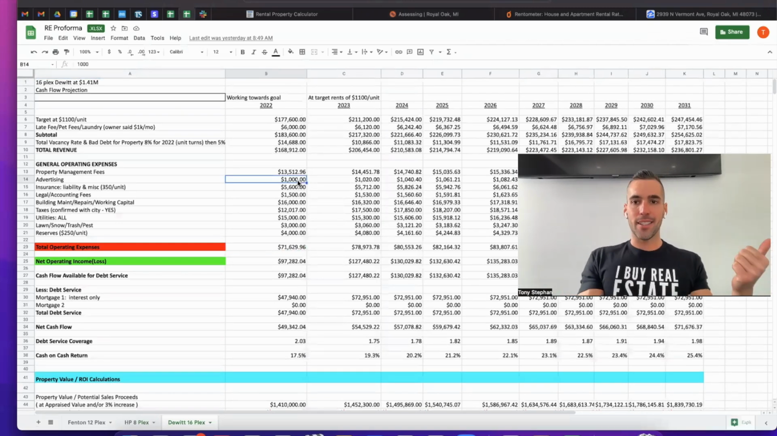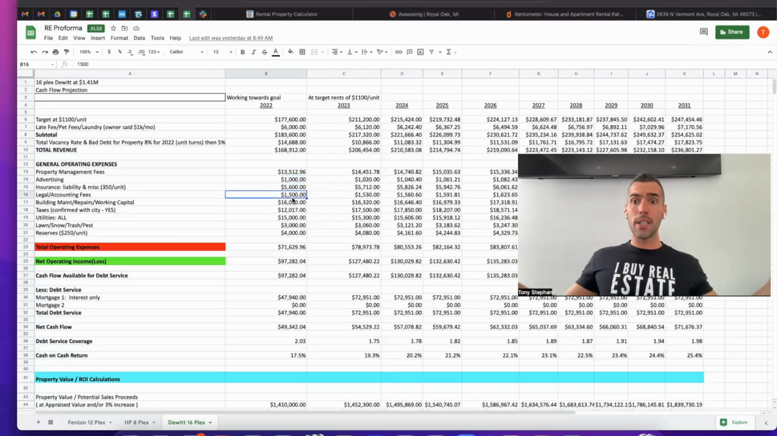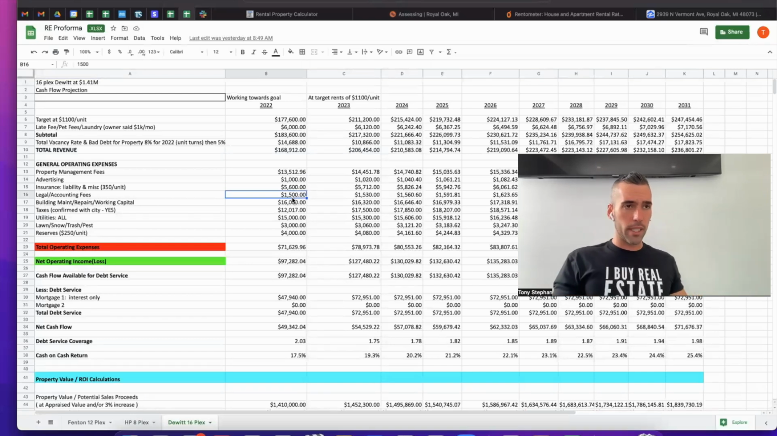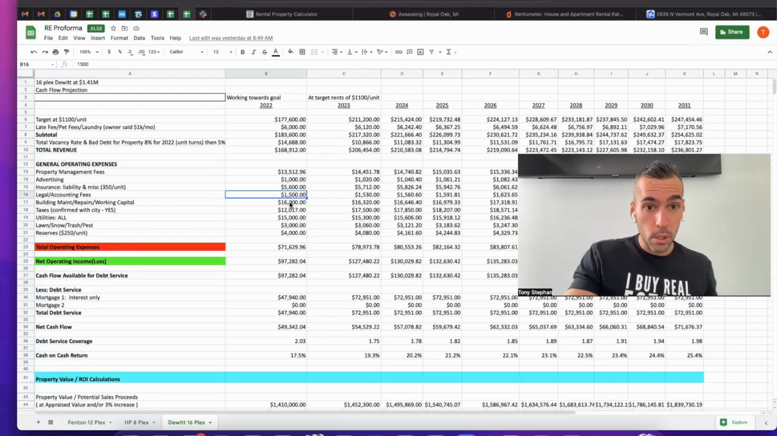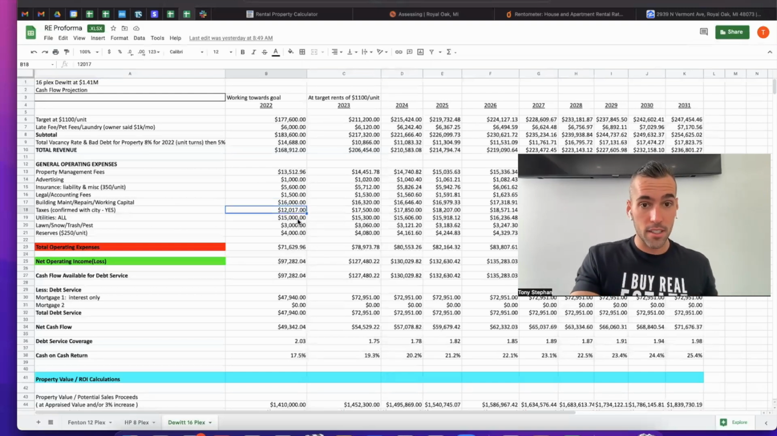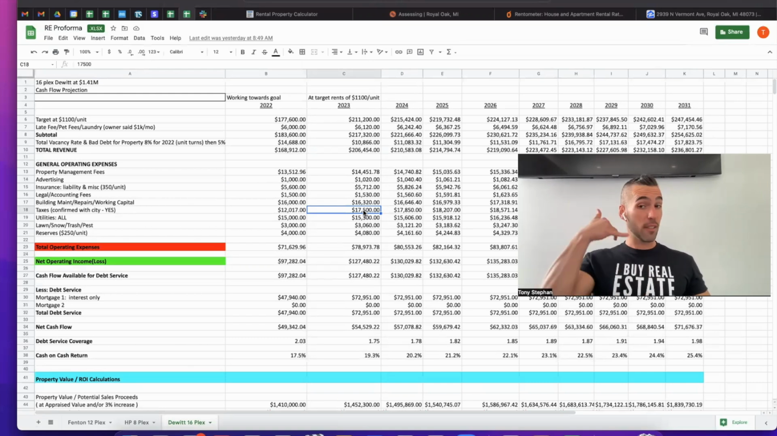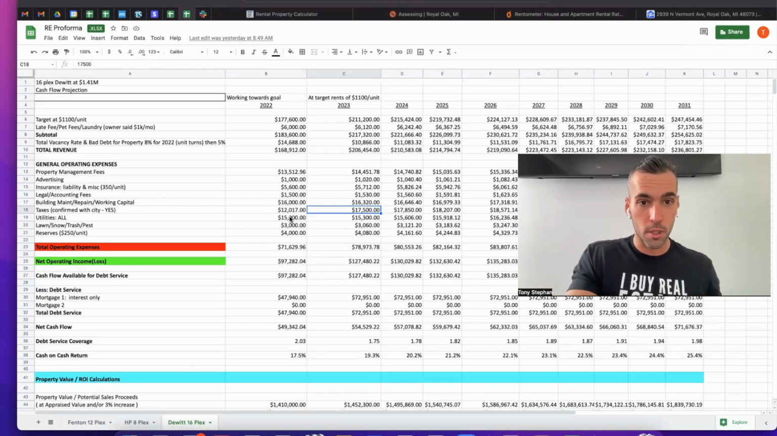Look, advertising, because we have to advertise on apartments.com. Single family, you don't have to do that, you put it on Zillow. Insurance, a lot higher. Legal and accounting fees, you don't have that on a single family, but you have to evict somebody, right? Building maintenance, what did I say? 16 units, $16,000. Taxes confirmed with the city. Look at that. Year one, 12,000. Year two, they shoot up to 17,500 because of the uncapping. How does Uncle Tony know that? He picked up the phone and called the tax assessor. That's what you want to do.